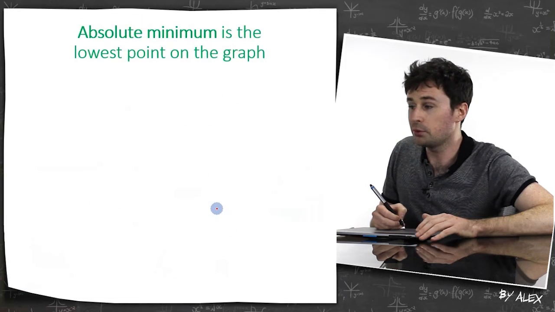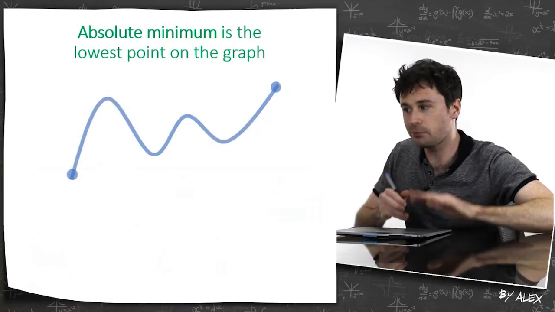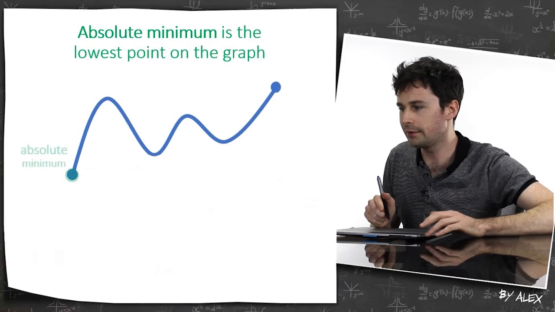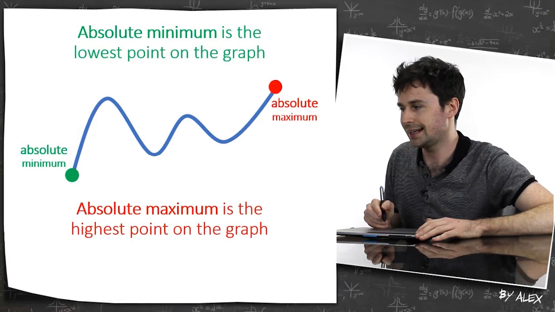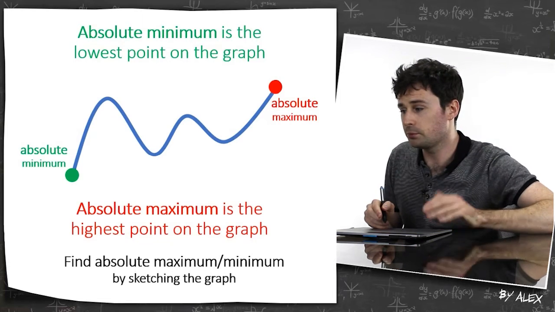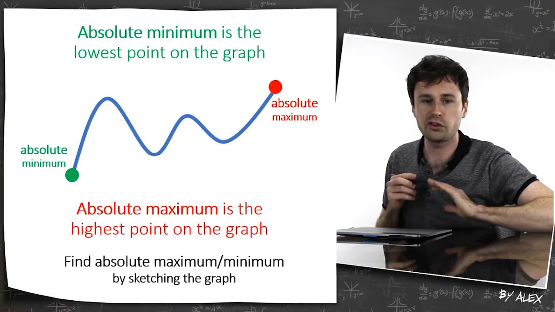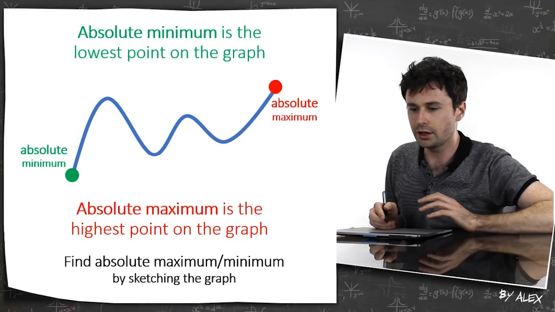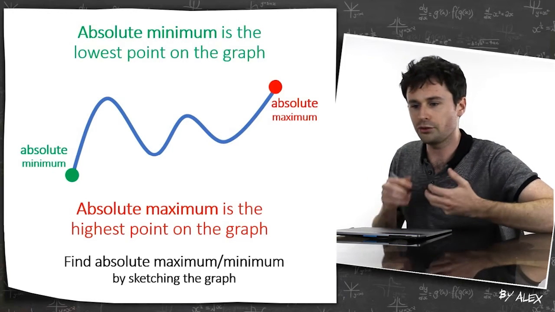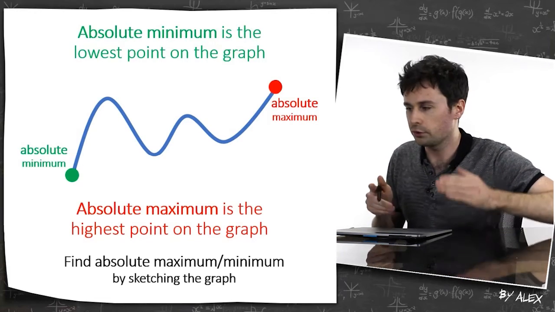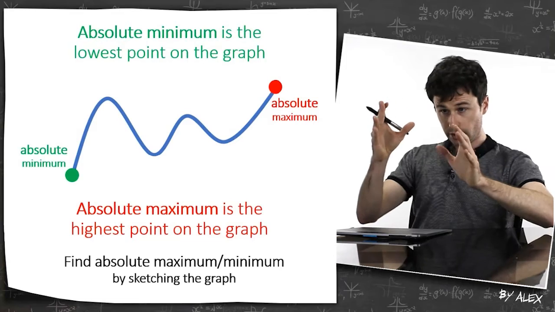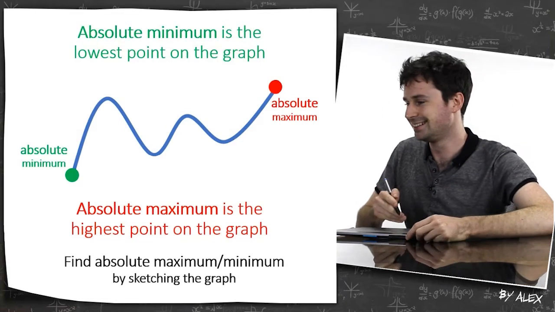So an absolute minimum is the lowest point on the graph. It's the absolute minimum. Can't get more minimum than that, right there. The absolute maximum is the highest point on the graph, which is there. And you find the absolute maximum or minimum best by sketching the graph, because if you try to just find points where the gradient equals 0, that might not be the highest or lowest point. So sketch the graph, you can then see it and then go, ah, there it is.